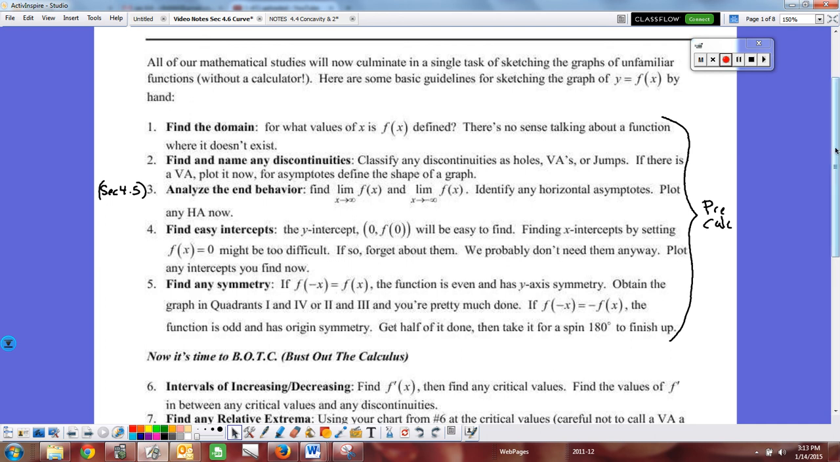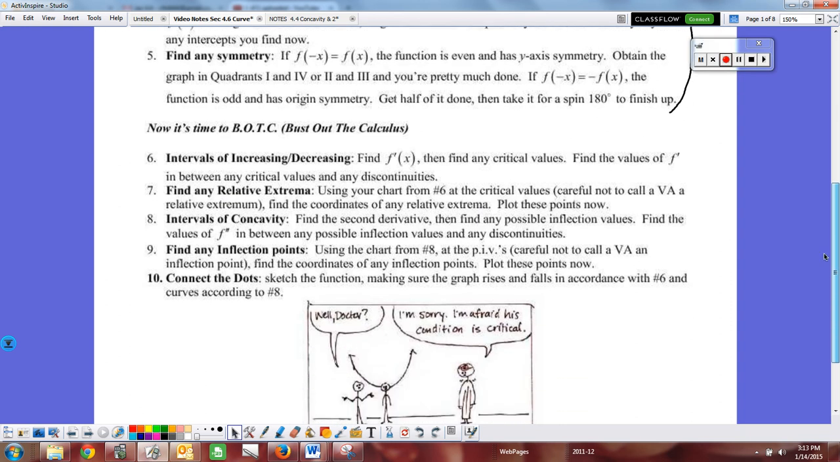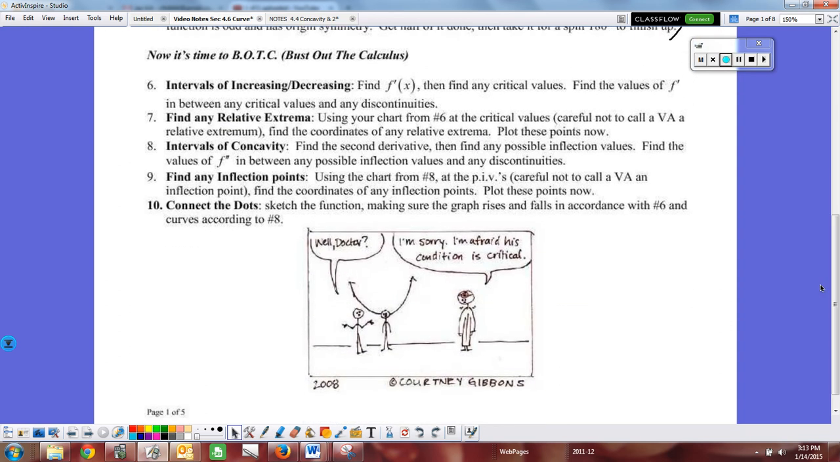And then once we've done that, this year we've been expanding your tool set. We've been allowing you to turn on more lights about the function. Determining what intervals the function is increasing and decreasing on, using your first derivative for the increasing-decreasing test. Finding your relative extrema, either using the first derivative test or the second derivative test. Then we also gave you some tools for determining where the function is concave up and concave down and points of inflection, so you're using the second derivative for the concavity test. And then basically you're going to be able to connect the dots.